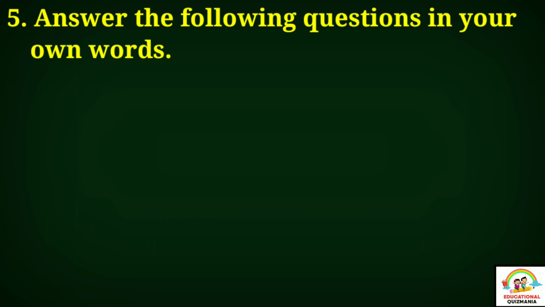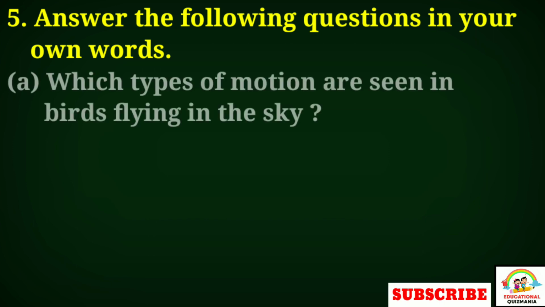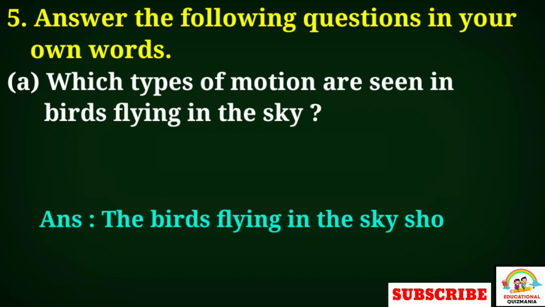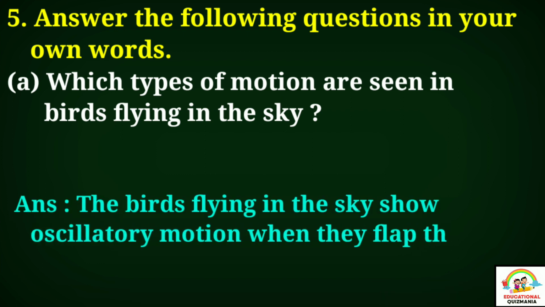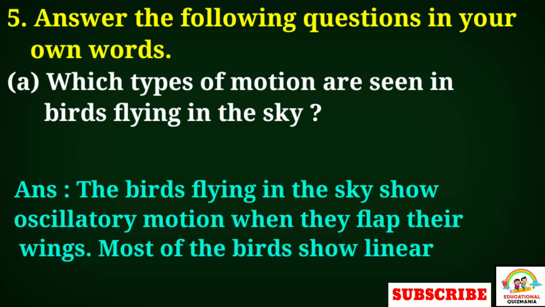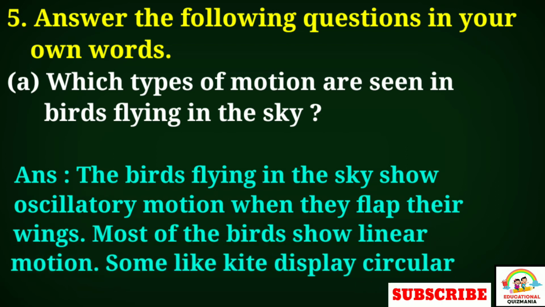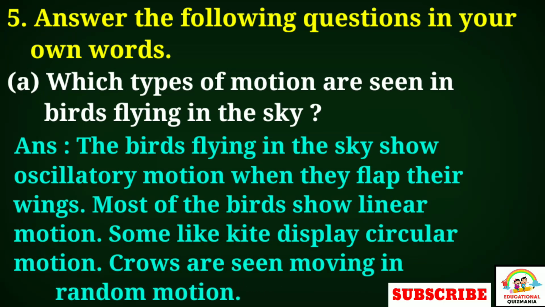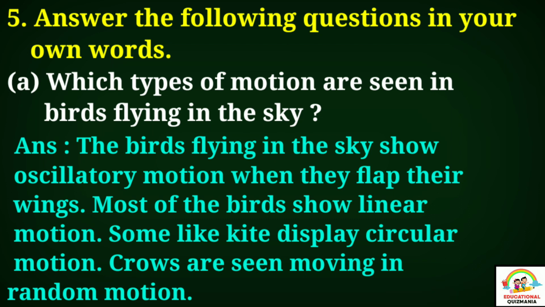Question number 5. Answer the following questions in your own words. A. Which types of motion are seen in birds flying in the sky? Answer. The birds flying in the sky show oscillatory motion when they flap their wings. Most of the birds show linear motion. Some, like the kite, display circular motion. Crows are seen moving in random motion.